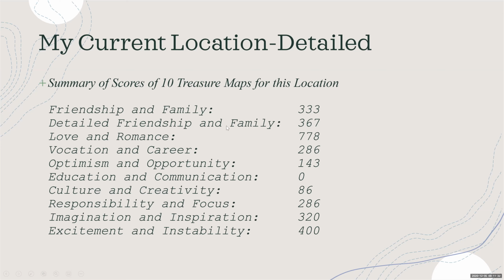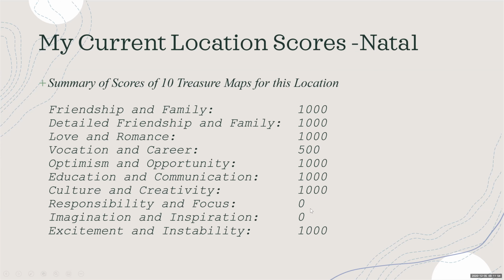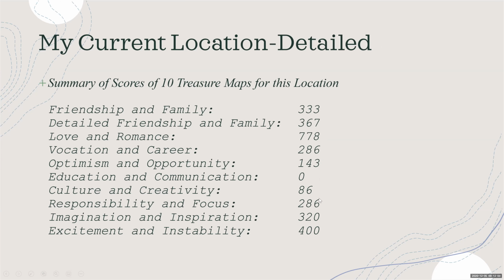So my detailed friendship and family score is really high. Love and romance high. Vocation and career score very good. As long as it's over 150, honestly, that's great. So my optimism and opportunity and my responsibility and focus goes up, which I definitely feel. I am very focused and responsible out here in this area. So even though it doesn't show up in my overall score, my major dynamics, it definitely is felt by me through this detailed reading, this scoring.